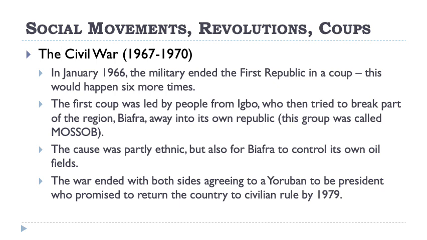Part of this was ethnic, but if we're really being honest with ourselves, Biafra is where all the oil is. And so basically the Igbo tried to strip themselves away from the rest of the country and take all the oil, and then everybody colluded together to keep that from happening. And so the compromise was that both sides would agree to a Yoruba president, and he promised to return the country to civilian rule by 1979.